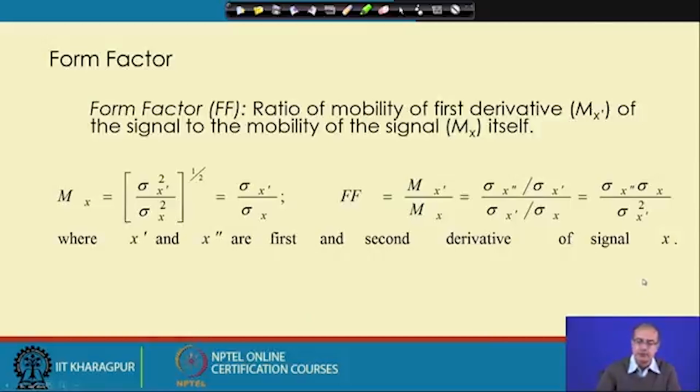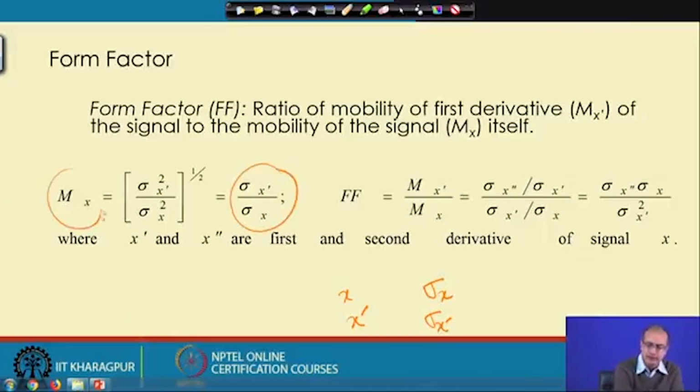First, let us do some brush up. If we look at the signal x, then the standard deviation of x gives us the activity of the signal. Now, if we take the derivative of the signal, x dashed, and the corresponding standard deviation, sigma x dashed, the ratio of that gives us the mobility of the signal. Now, if we take the mobility of the signal and the mobility of the first derivative of the signal, the ratio of them gives us the form factor, or in short FF.